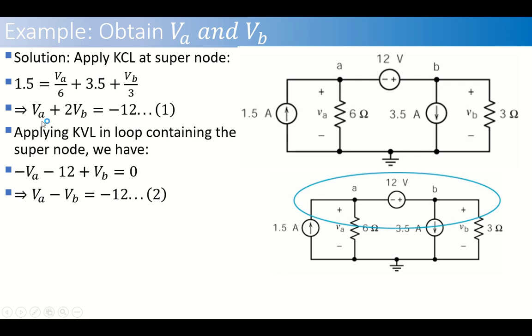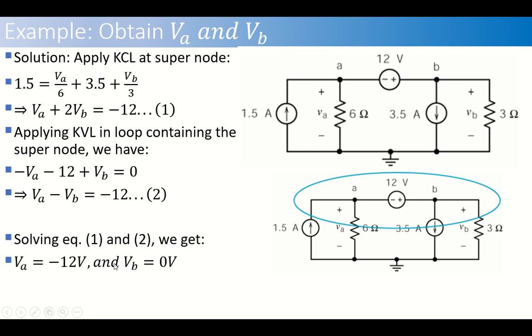Now we can simultaneously solve equation number 1 and equation number 2. Solving equations 1 and 2, we get VA is equal to minus 12 and VB is equal to 0. So now we have the required voltages VA and VB.